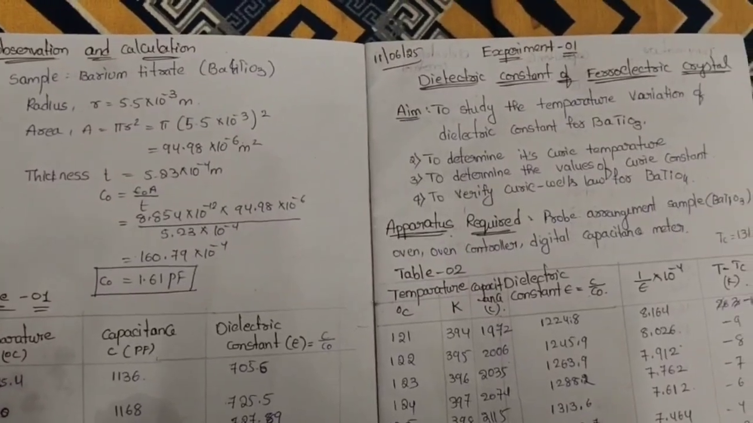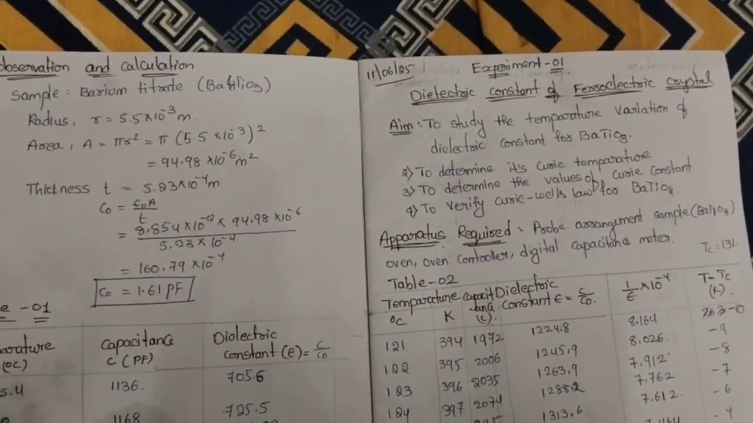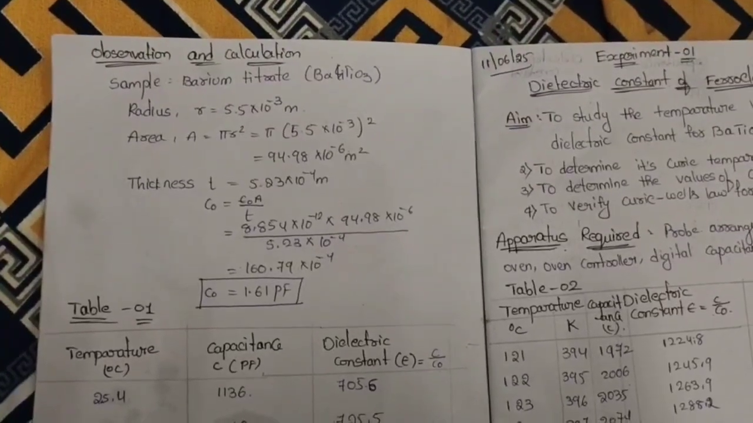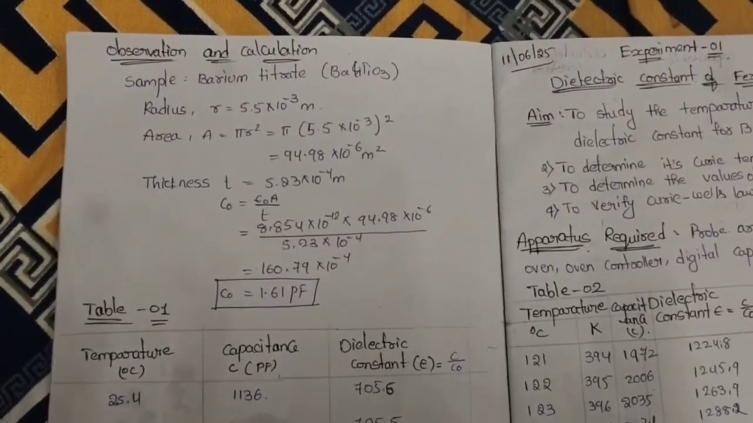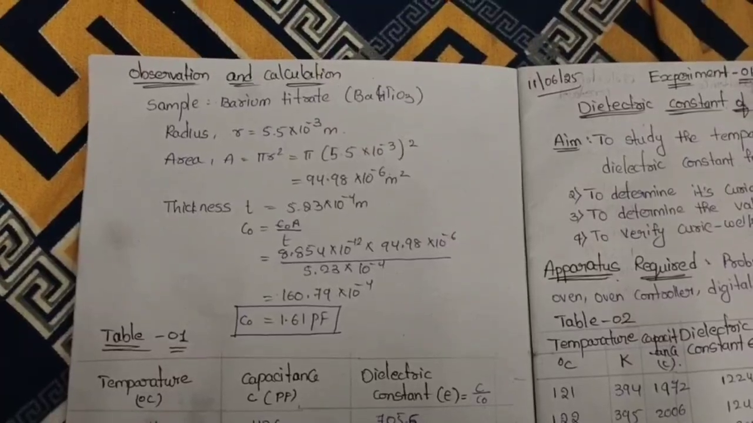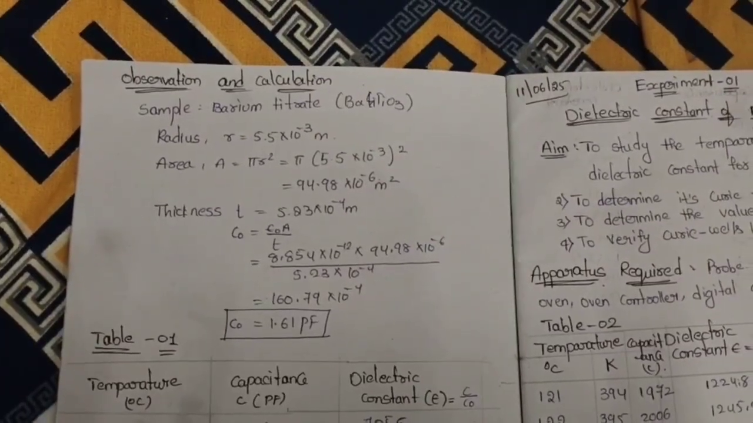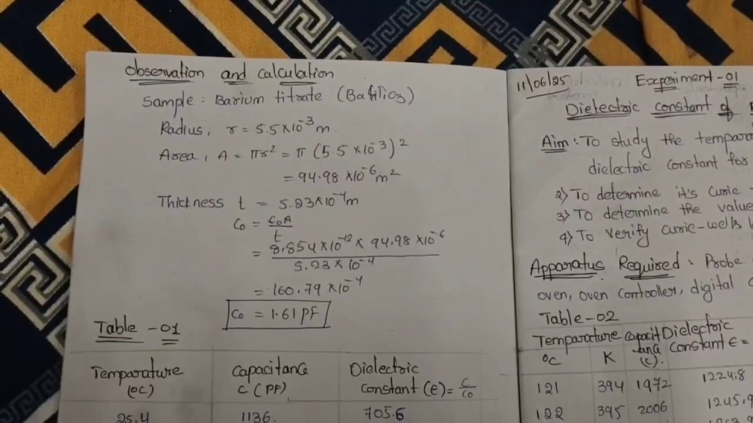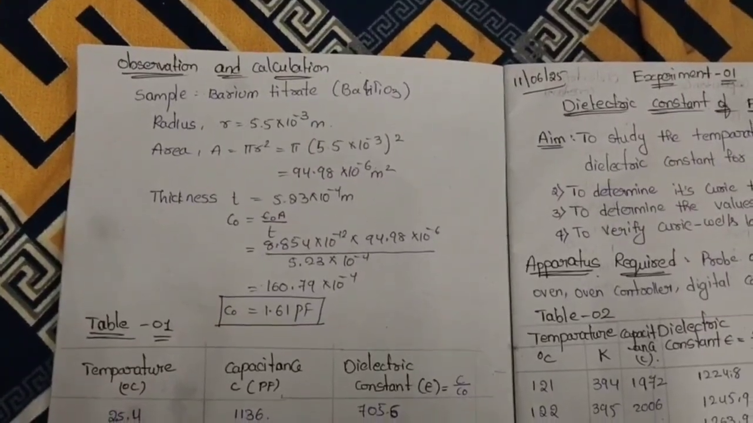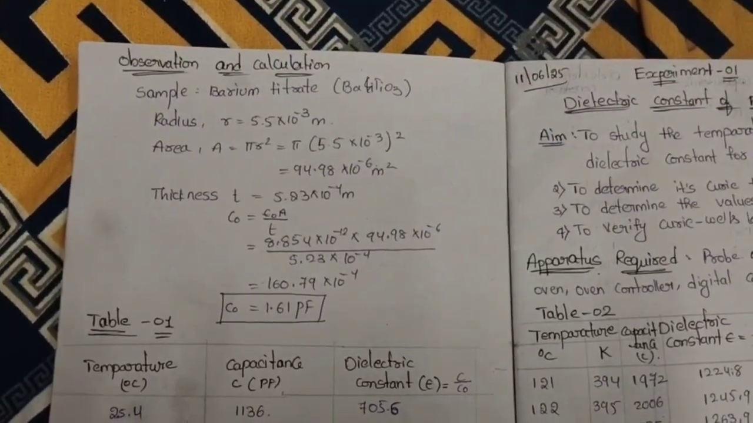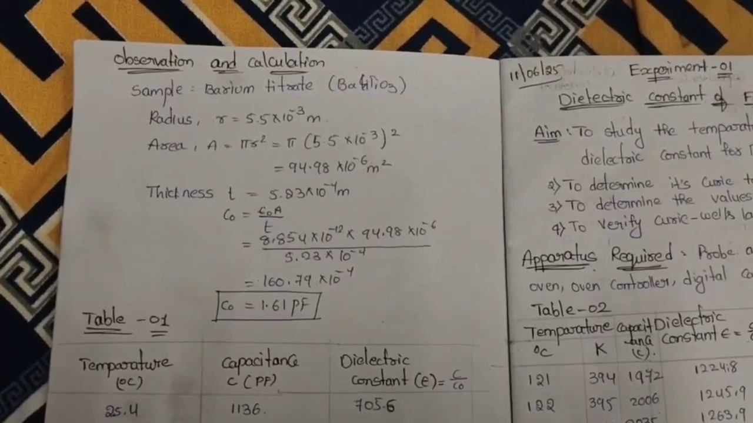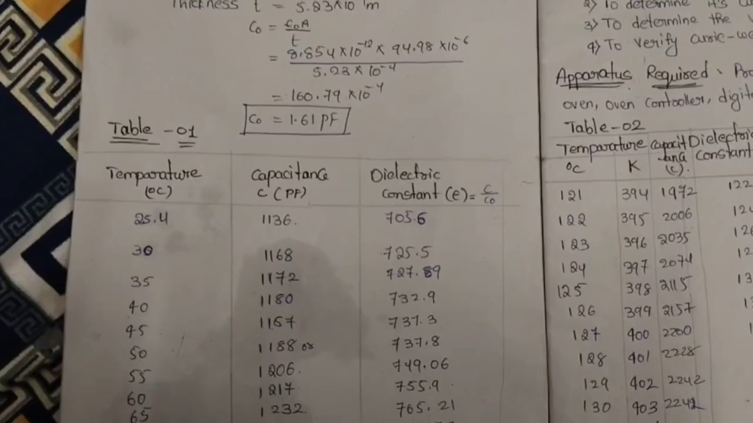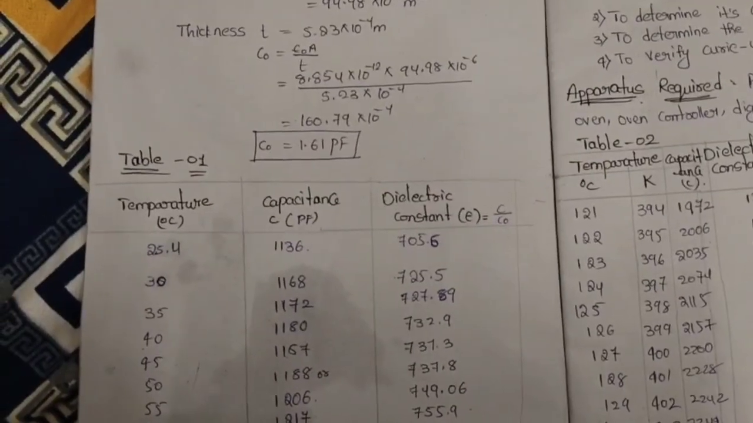The calculation of dielectric constant of ferroelectric crystal is as follows. The entire information required for the calculation is already given in the procedure, in which the sample that we are considering is barium titanate, which has a radius of 5.5 into 10 to the power of minus 3 meters, and the area is given by pi r square. By substituting the value of r square, we will get the value of area, and the thickness is also given.